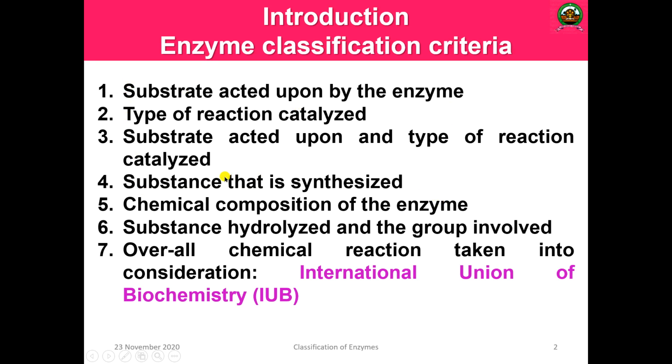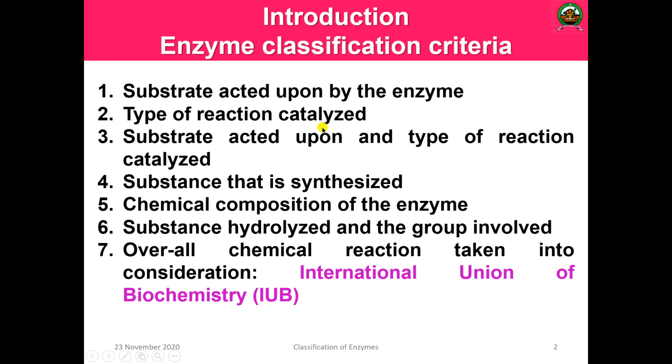The major classification criteria were proposed by the International Union of Biochemistry, or IUB. They made a detailed classification based on all these peculiar features, taking the overall chemical reaction into consideration. So this is an overview of the classification criteria of enzymes. Now we will discuss them one by one in detail.